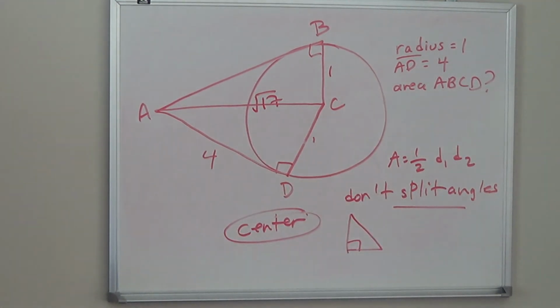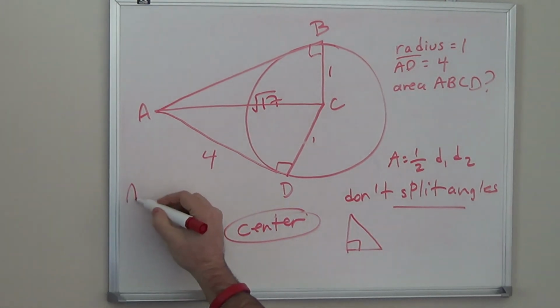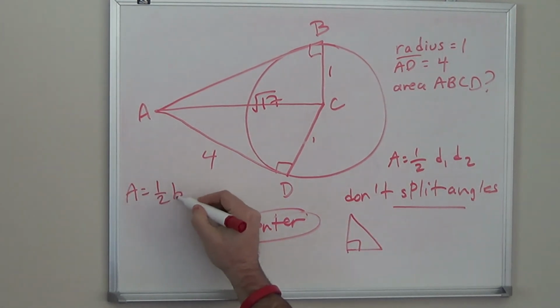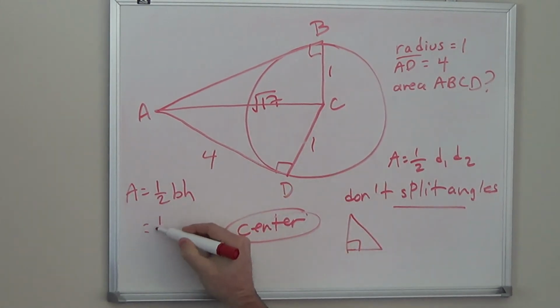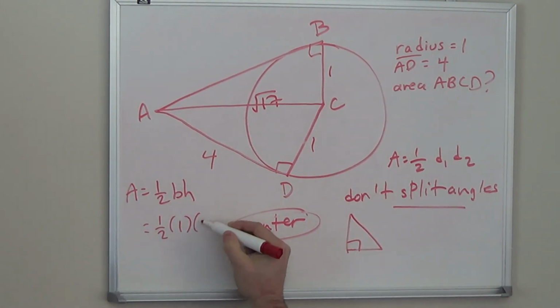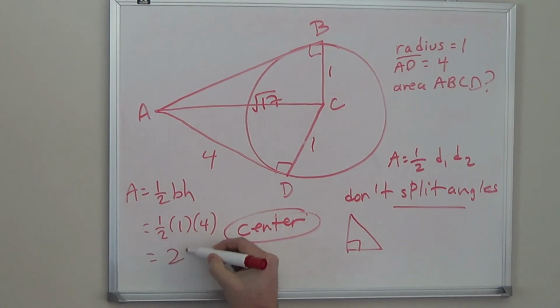But I know in a triangle, right, area is what? 1/2 the base times the height. In this instance, the base, we'll just call the base 1. So it's 1/2 of 1. And the height is 4. Could do that math pretty easily. That tells us that's 2.